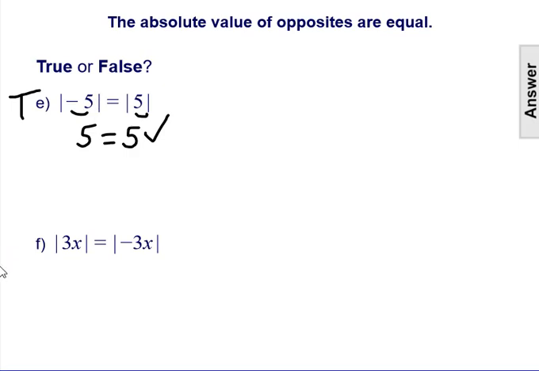Here we have the absolute value of 3x equals the absolute value of negative 3x. So 3x and negative 3x are opposites, so this would be true.